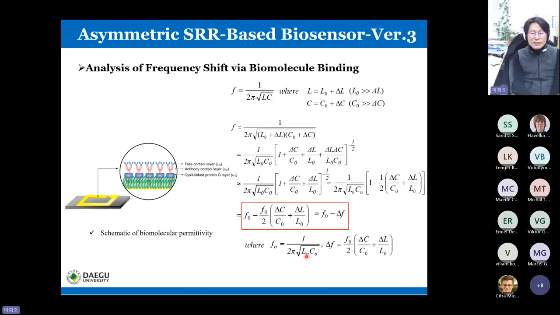So, as you can see, when the biomolecular binding is added, the resonance frequency shifted toward the lower frequency region. Assuming the biomolecular binding can be regarded as a small LC perturbation, the small LC perturbation is indicated as delta L and delta C, where L0 and C0 are much higher than the LC perturbation components.